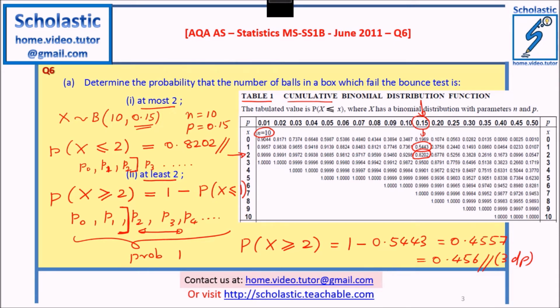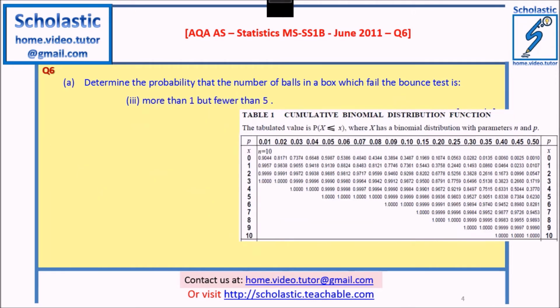Okay, let's carry on to the next question, part 3 of part A. So let's see what is the question here. Determine the probability that the number of balls in a box which fail the bounce test is more than 1 but fewer than 5. More than 1 but fewer than 5.